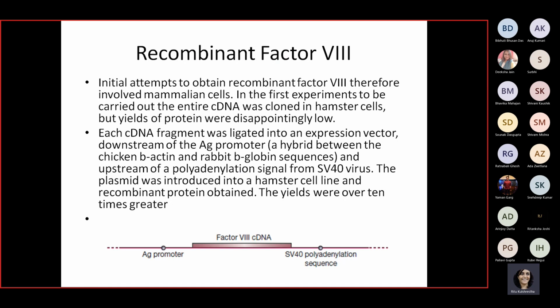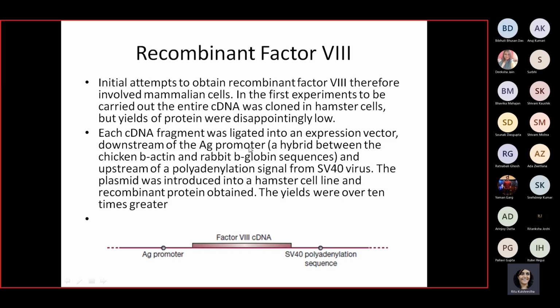And second is the promoter, look at the promoter that they use. It's something called the AG promoter. So, the AG promoter is a hybrid between beta actin and beta globin sequences.